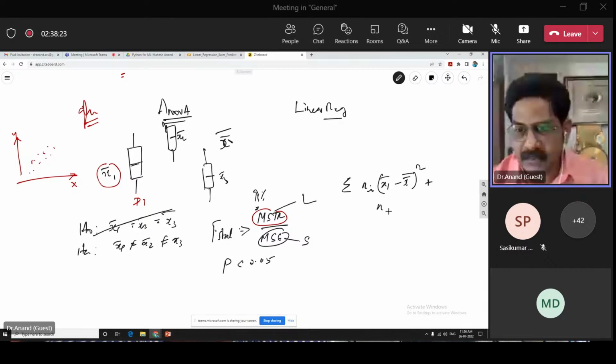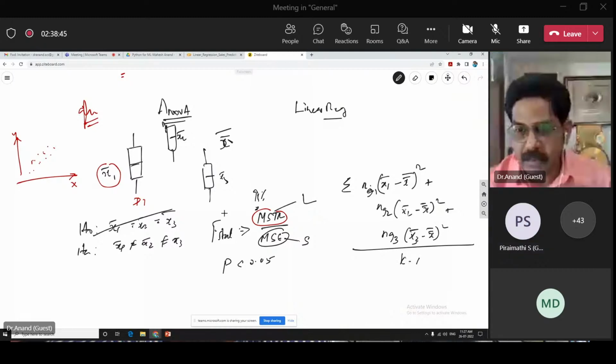plus the number of records in group 2 times x2 bar minus x bar bar, the whole squared, plus the number of records in group 3 times x3 bar minus x bar bar, the whole squared. This is the numerator term, divided by k minus 1, which is the degrees of freedom: 3 groups minus 1, which is 2. If each mean is away from the global mean, naturally the means are far apart, so your MSTR also becomes large.